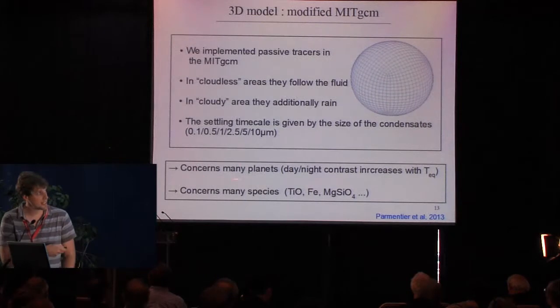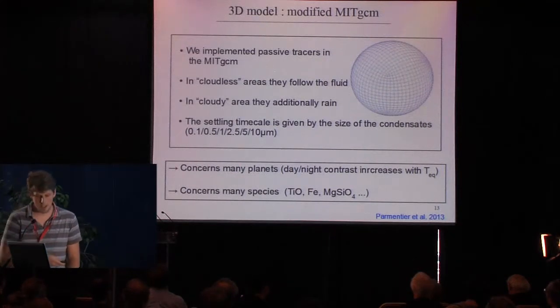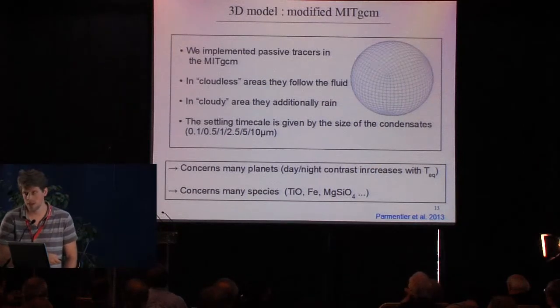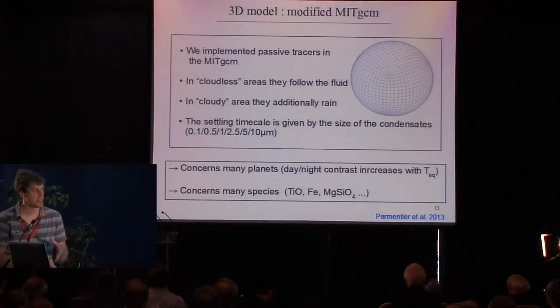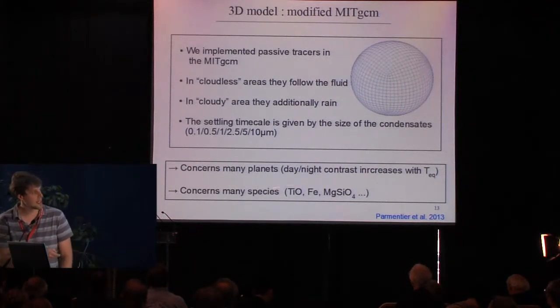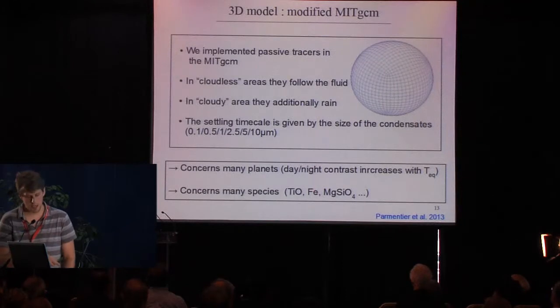So this concerns many planets, because there are some studies showing that the day-night contrast might increase with the equilibrium temperature. So even for hot planets, you still expect a relatively cool night side. And it concerns many species, like TiO, iron, MgS, etc.